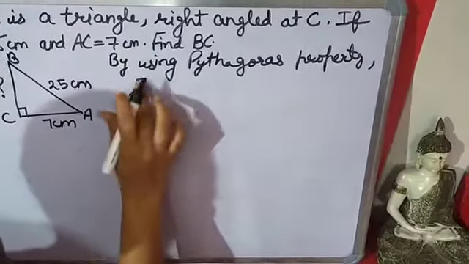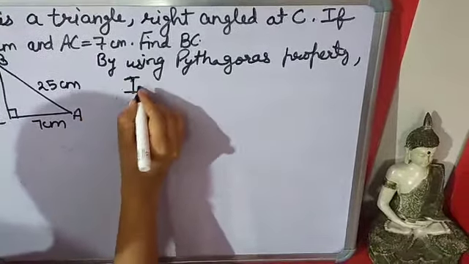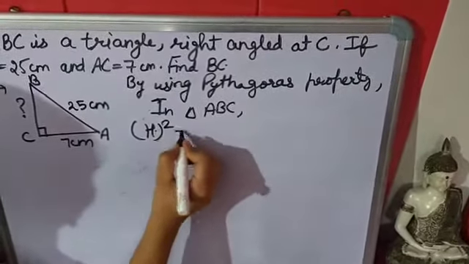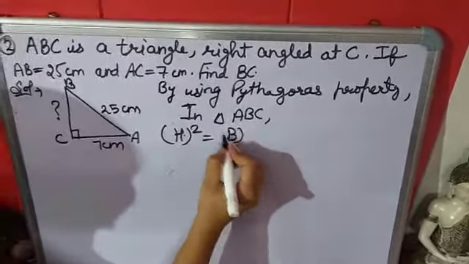in triangle ABC. So again, hypotenuse square is equal to base square plus perpendicular square. So now in this question, hypotenuse is given, that is 25. So we will write here 25. Base is given, that is 7. From here you have to find perpendicular.